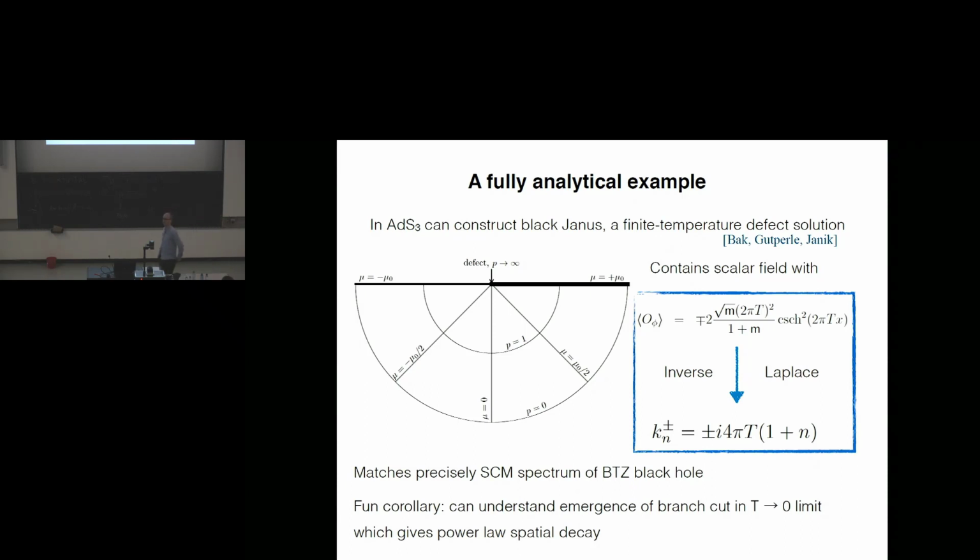Yeah, that sounds similar. One of the two branches of the QNMs, they pile up and they become a branch cut. That actually comes up all over the place.